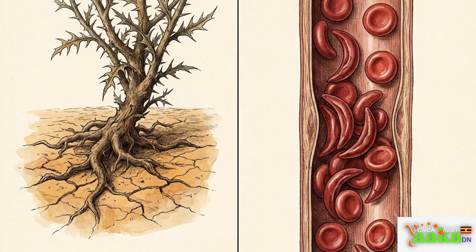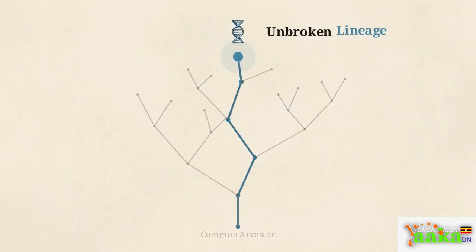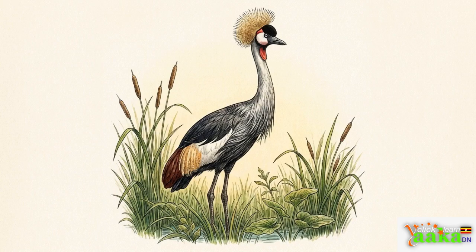From drought-resistant plants in Karamoja to the sickle cell trait in Uganda's wetlands, every living organism is the end result of an unbroken lineage that successfully navigated the specific pressures of its environment.